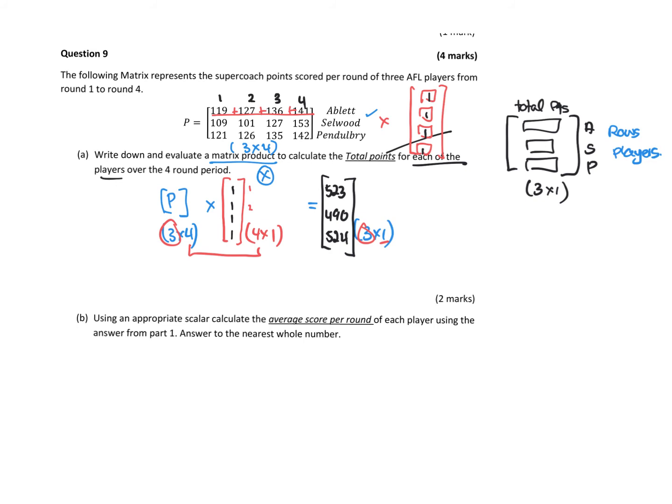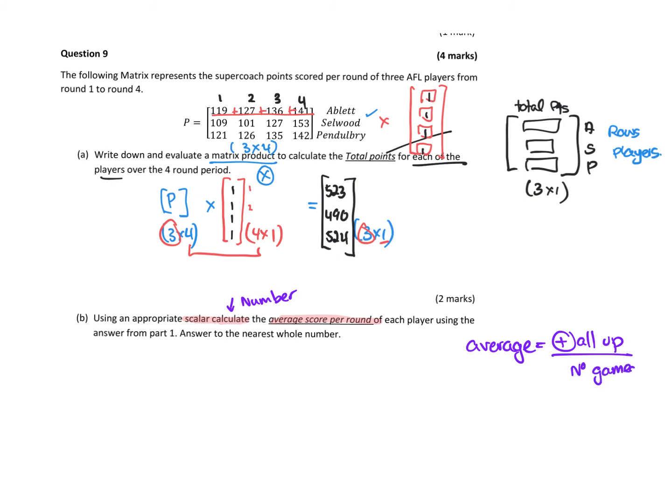All right, the next thing it says is using a scalar, calculate the average. So a scalar is when you have a whole number, like a number. It's just a number. It's not a matrix. Okay? So, and used to find the average. So if they played 4 games, you'd add up all the games. So an average is when you add them all up and you divide by the number of games.